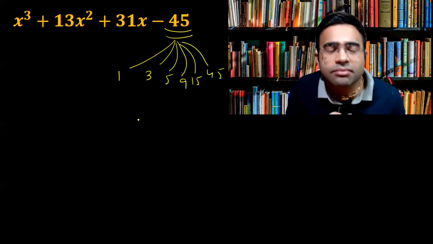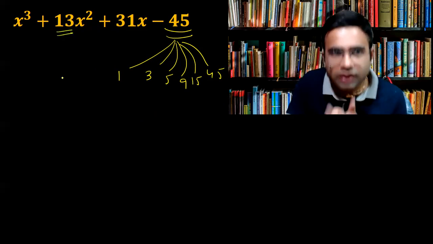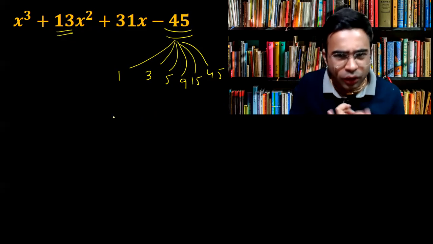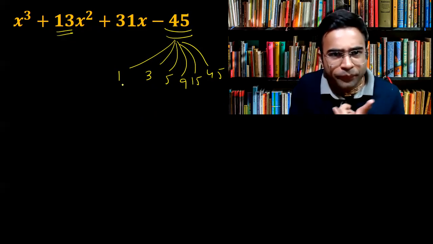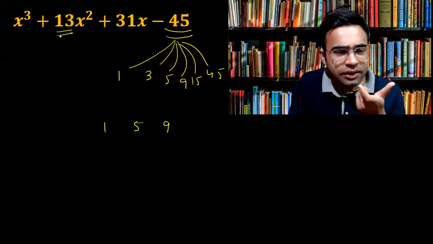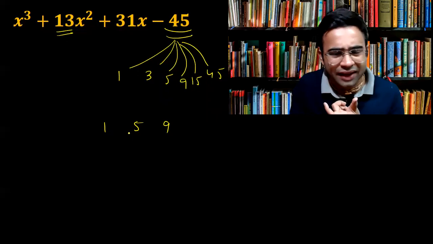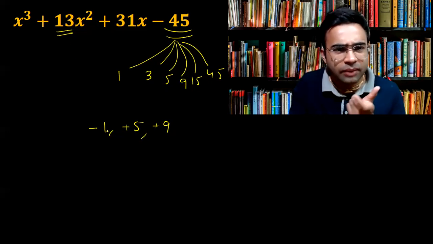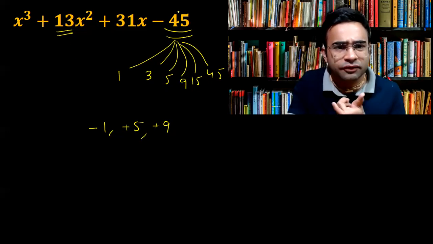Again, take three numbers such that the sum should be 13 and the product should be -45. So let me try it out. I need 13, kids, so I think 1, 5, 9. If I take it, okay, and I need 13, so can I write this as minus, plus, plus? Check it out. 9 plus 5, 14 minus 1, 13. If I multiply it, it gives me -45.